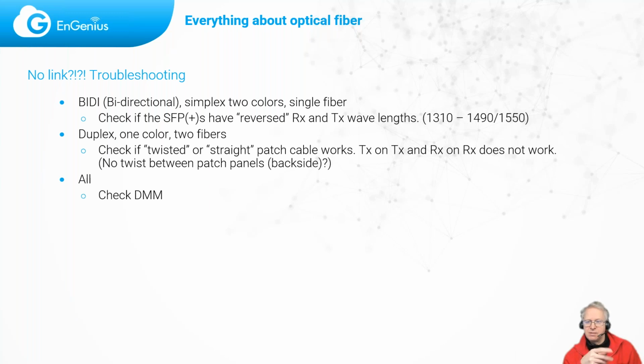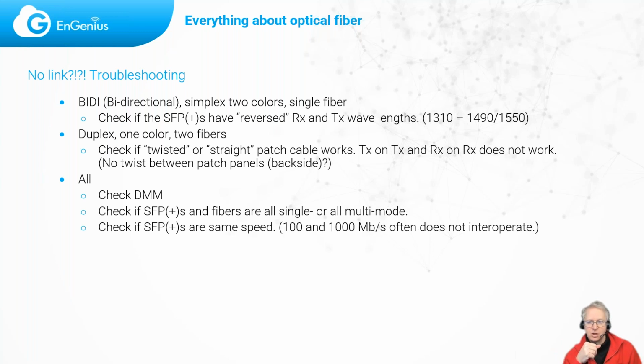In any case, if you can, check the diagnostic. Check if the fibers are the same type, and also the SFPs are correct. So everything needs to be single mode or everything needs to be multi-mode. Check that they're rated for the same speed. If you want to have 100 megabit on one side and gigabit on the other side, unless the gigabit one is multi-speed and can also work at 100 megabits, you can have a problem there. Check if your cages support the speed that you're trying. It can work, but it's not a given.